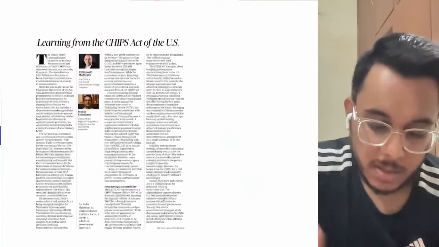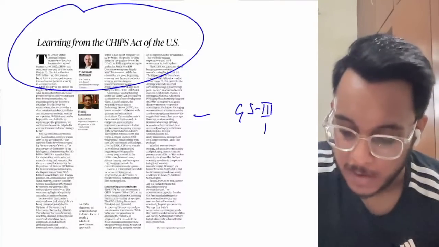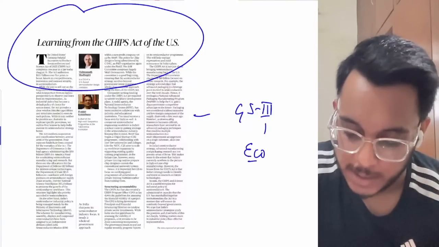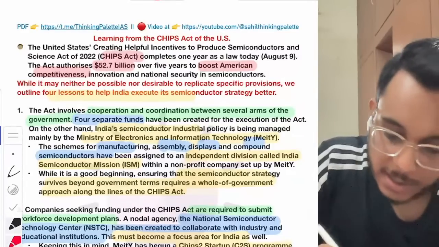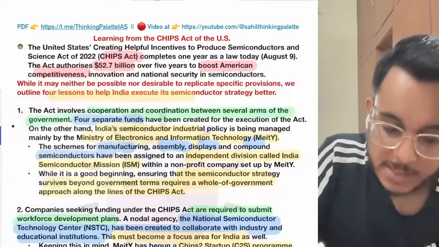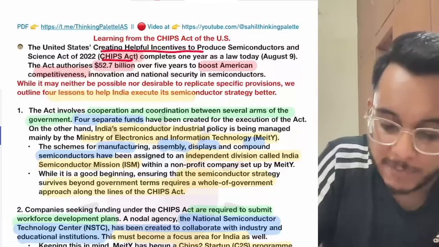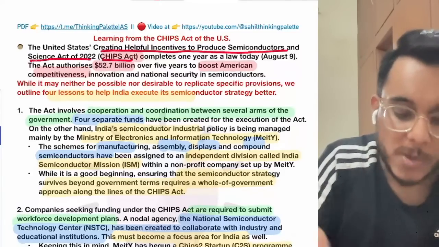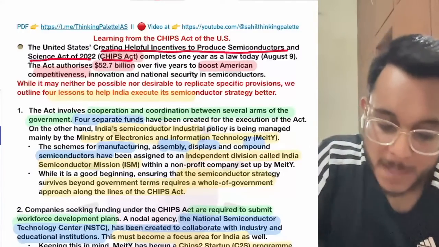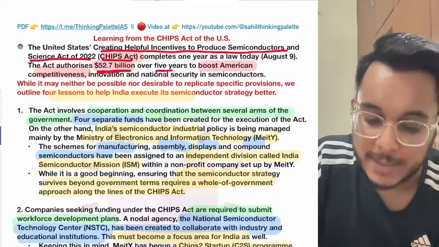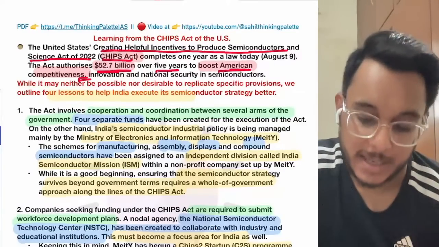Now, learning from the CHIPS Act of the US, we'll see this article with respect to GS Paper 3, issues related to the Indian economy. Basically, guys, this article is talking about the United States CHIPS Act 2022. This CHIPS Act stands for Creating Helpful Incentives to Produce Semiconductors and Science Act 2022. Under this Act, the USA has kept a budget of $52.7 billion over the next 5 years to boost the competitiveness of America in the semiconductor industry.